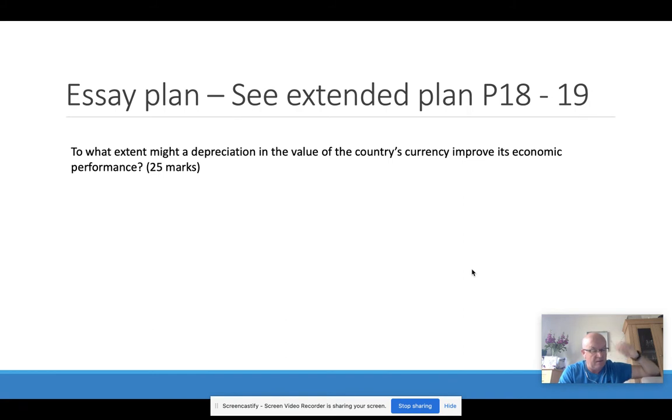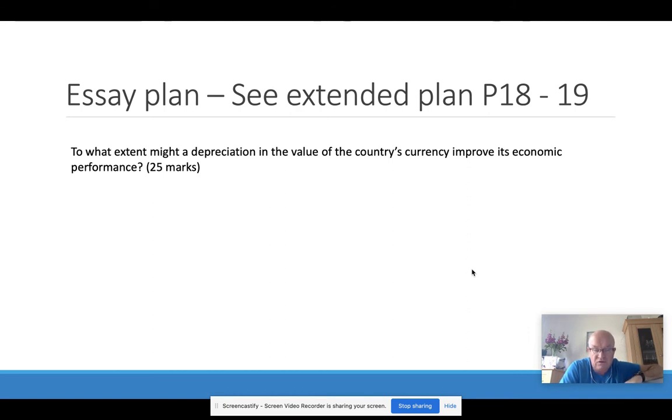Now what I would suggest you do is spend a little bit of time looking at that. Obviously there's a whole range. It's not quite a fill in the gaps job, but it does demonstrate the process that we think you should be considering for any 25 mark question, really, in terms of how you might go about it. But this one is more specifically looking at this issue of depreciation.